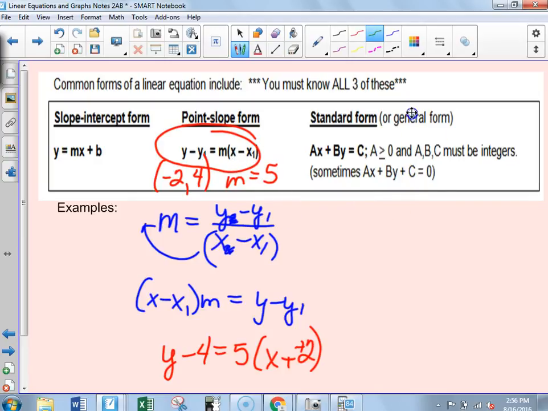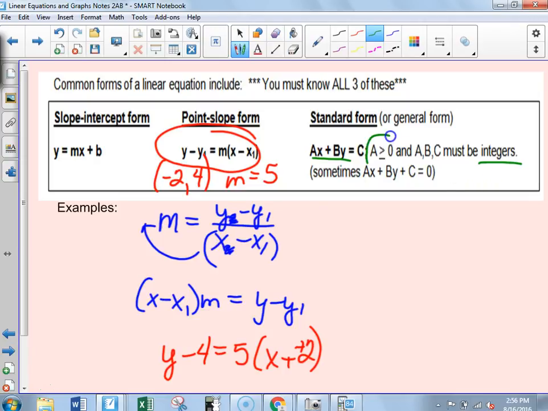Now, standard form has a bunch of really weird rules, okay? I wish I was famous and called this Hofbauer form or something, because somebody decided these rules as well. They decided that you're going to put x and y on the same side. They have to be integers. Every number in this equation has to be an integer. What does that mean? Whole numbers, positive or negative. No decimals, no fractions. We good?